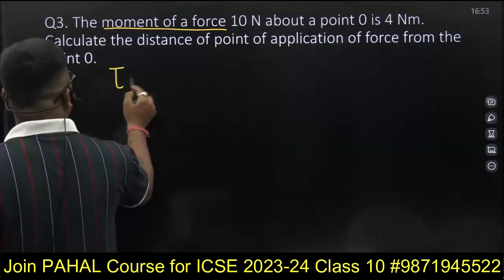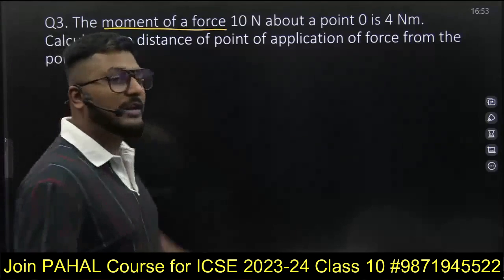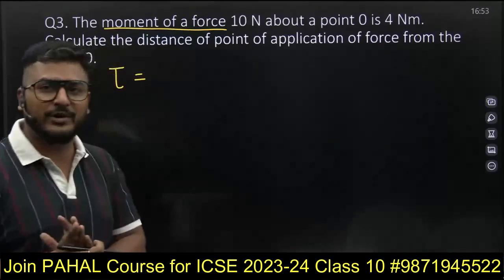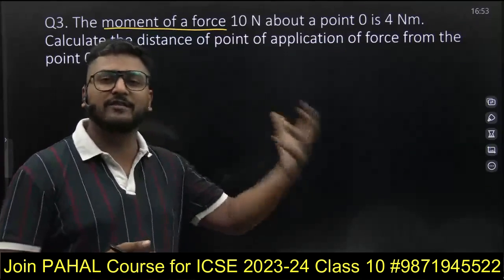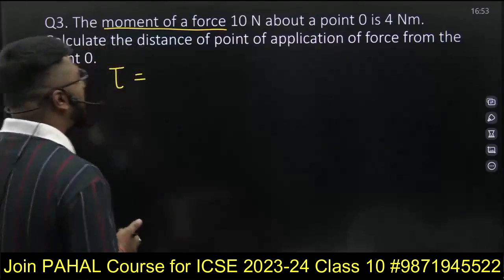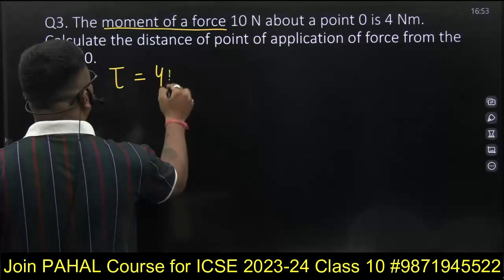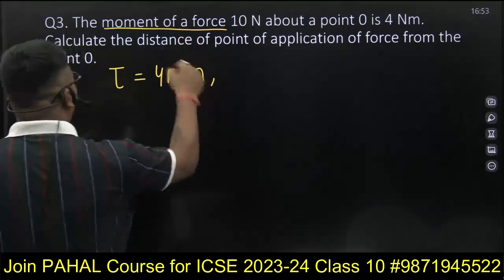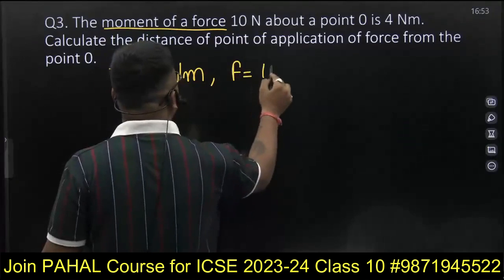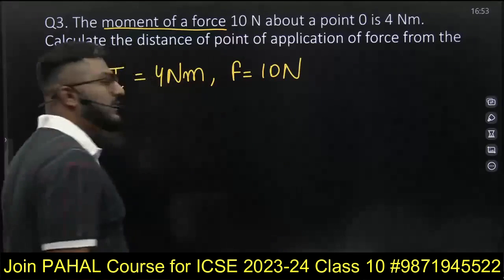So in this question, first of all, we'll see what is given in the question. We'll have to note down what is given in the question. So what is given in the question is the torque, which is equal to 4 Newton meter, and the force, which is equal to 10 Newton. So torque is given, force is given.